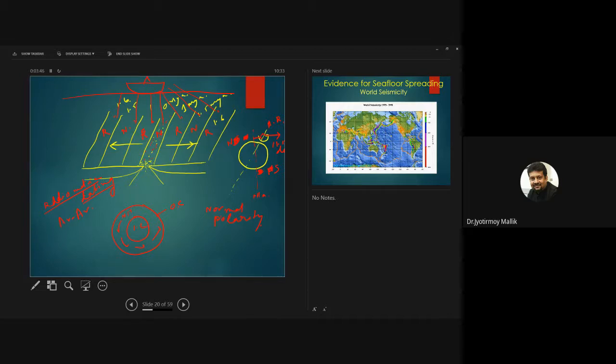Of course, the length or width of such strips is not constant, right? Because such reversals are not very regular. Sometimes it happens over 500,000 years, sometimes 1 million years. So because such reversals are not regular, the width of the magnetic strips on both sides of the mid-oceanic ridge is not constant as well.